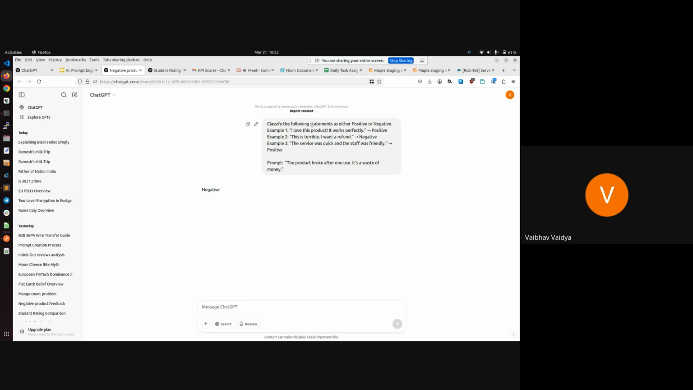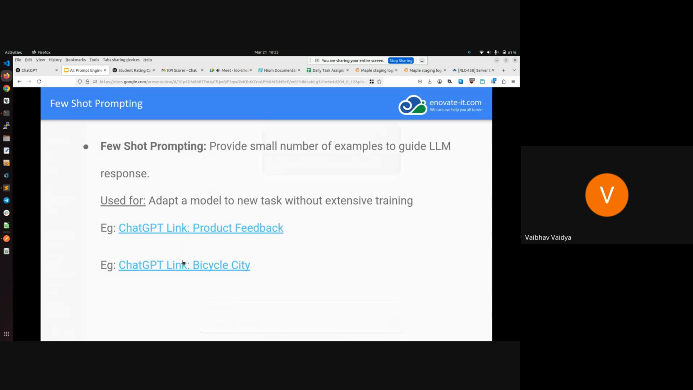What is the goal? The goal is to classify the statement as positive or negative. It has given me an answer: it is a negative statement. So this is a small data set that we can read, and AI can learn on the basis of this data set. It can give an answer. Okay, this is the first example.